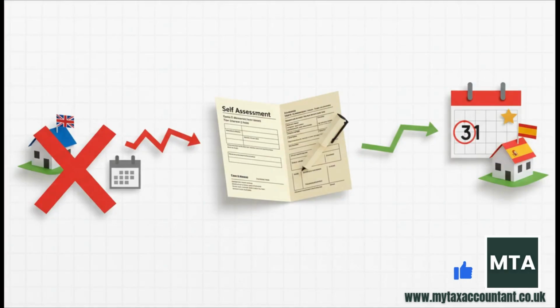Now listen up, because this is a point where a lot of people go wrong. You report the gain from your overseas property on your normal annual self-assessment tax return. You might have heard about a really strict 60-day reporting deadline for property sales. Let me be crystal clear. That only applies to UK property. For your overseas property, you get the standard, much more generous deadline, the 31st of January after the tax year ends. That is a crucial difference to remember.